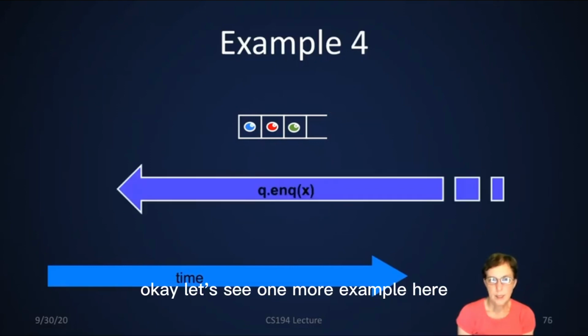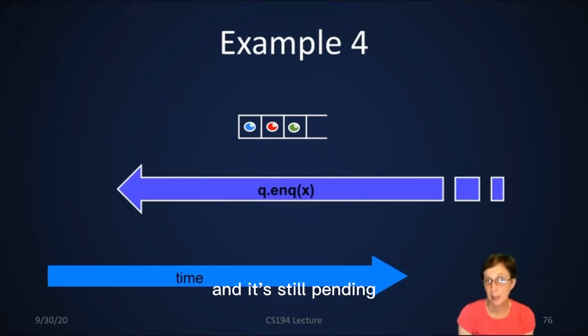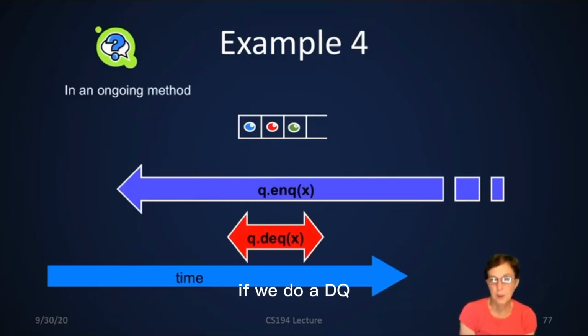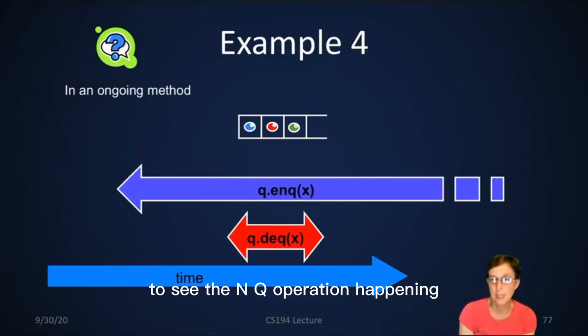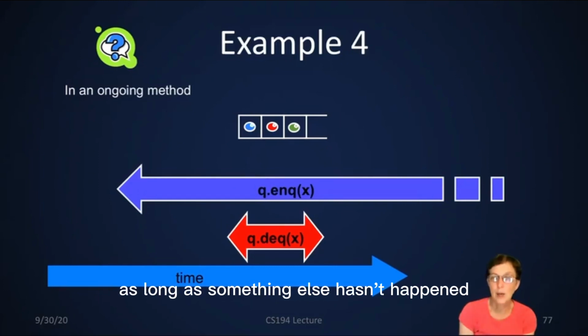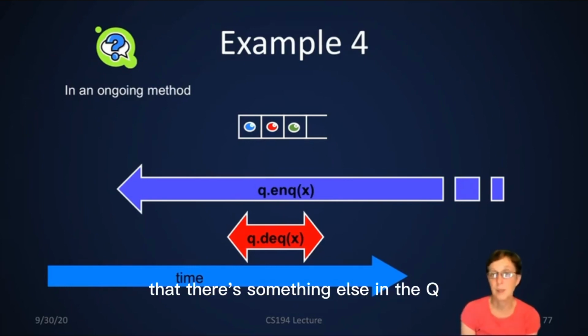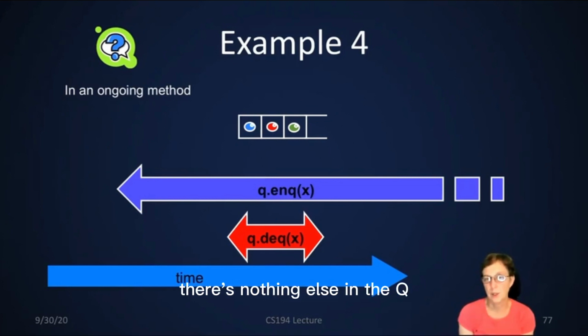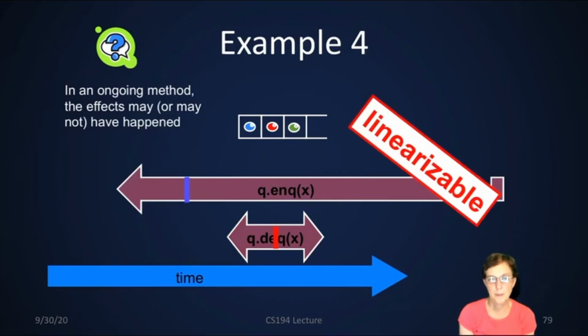Okay, let's see one more example here. If we're doing an NQ operation and it's still pending, as we've talked about before, then if we do a DQ in an ongoing operation, it's okay for that DQ operation to see the NQ operation happening, as long as something else hasn't happened that tells us there's something else in the queue. In this particular case, there's nothing else in the queue, nothing else in the execution before this, so it's okay for that DQ to happen. And so this one is indeed a linearizable execution as well.